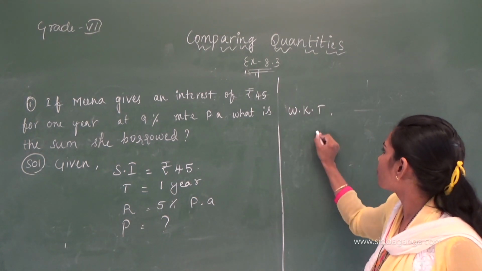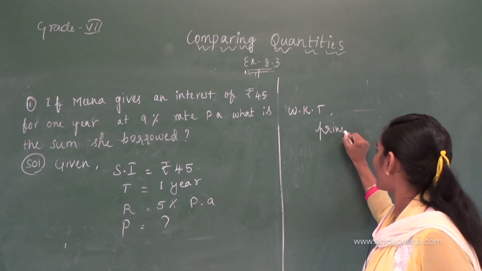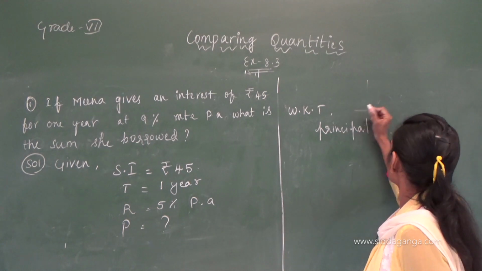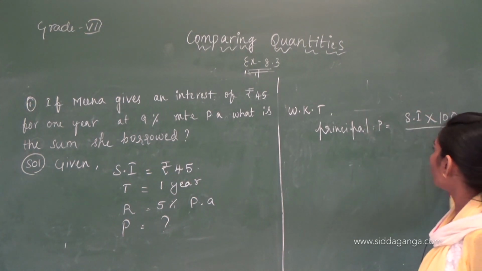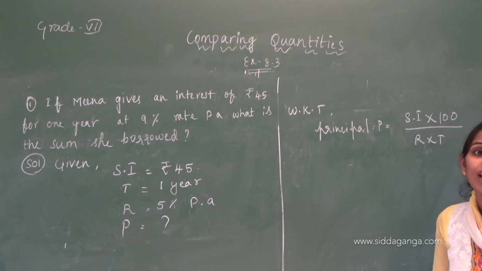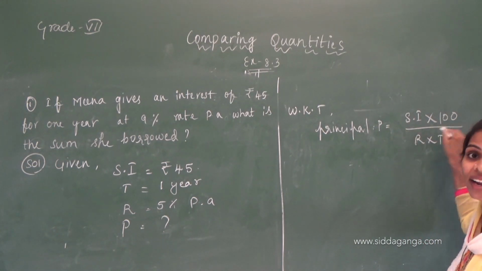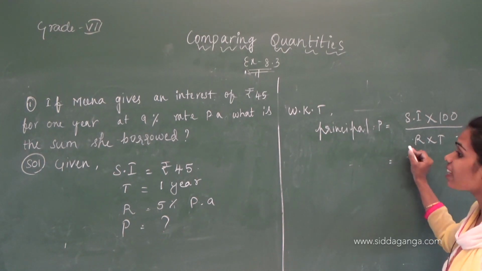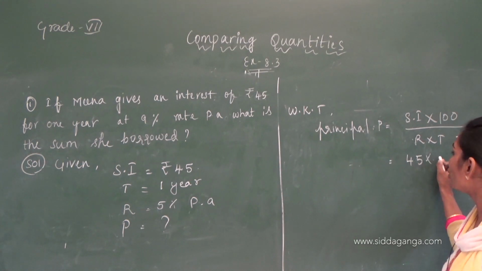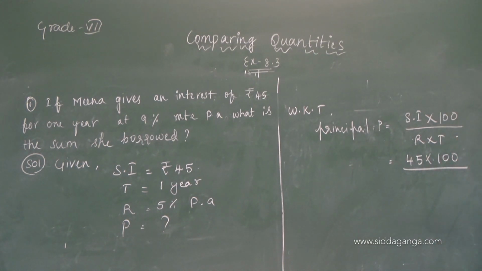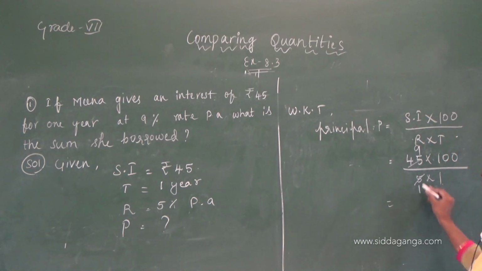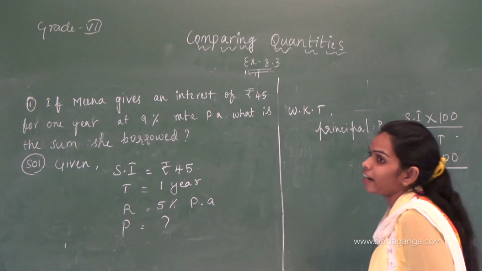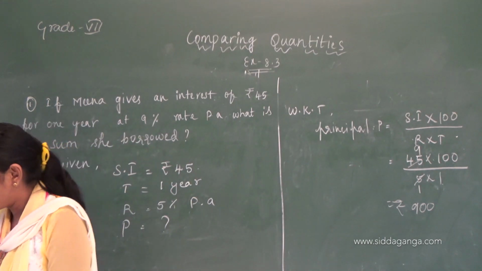We know that principal, that means borrowed amount, P equals SI into 100 divided by R into T. P equals SI into 100 divided by R into T. SI is 45, into 100, divided by R, which is 5, into 1. 1s are 9s are 9 into 100, 900. What is the principal amount? 900.